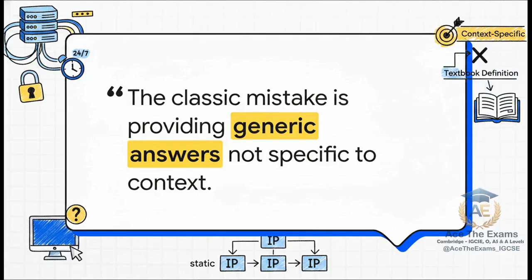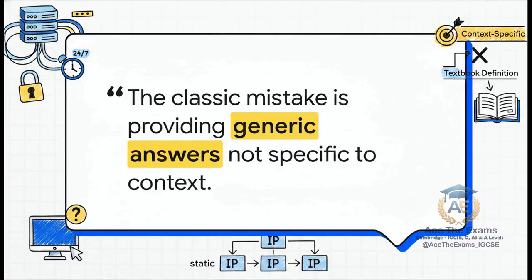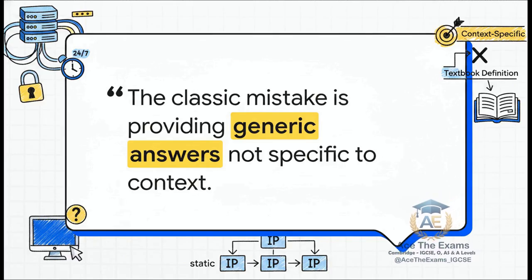If the exam question talks about a multinational banking corporation, your answer absolutely must reference the bank's need for high security, constant 24/7 uptime, and the necessity of static IPs for their primary financial database servers. If you ignore the bank context and just give a standard textbook definition of an IP address, you will get 0 marks for application. 0.